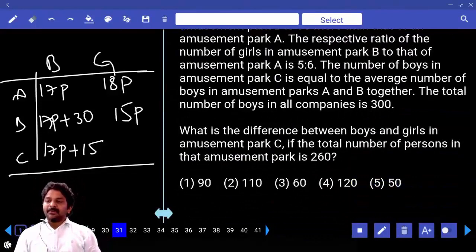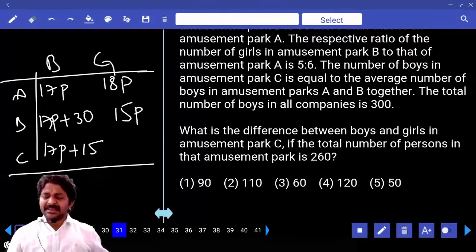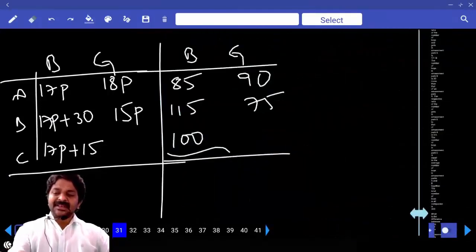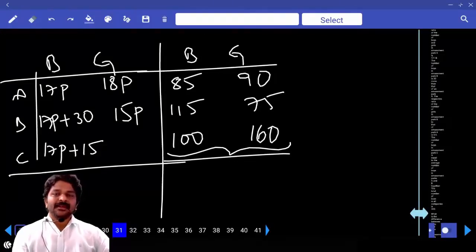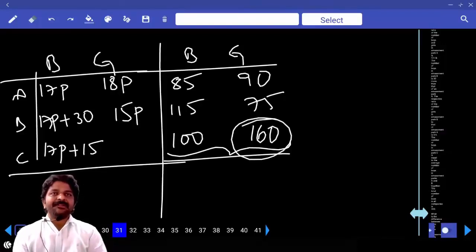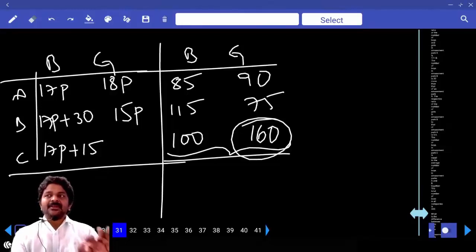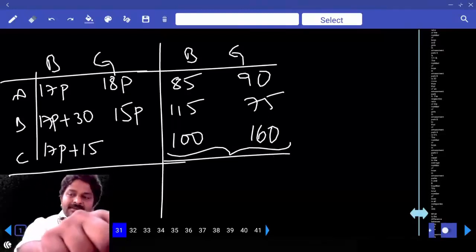What is the difference between boys and girls in park C if the total number of persons in that particular park is 260? So if the sum is 260 in park C, already 100 we have, remaining 160 are girls. Difference between boys and girls is 60. Clear? Now do remember, this 160 is only for the first question. You cannot carry forward this information to other questions unless it is mentioned.